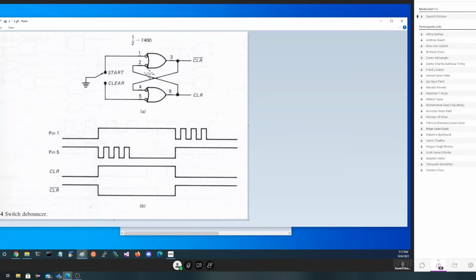Now, because I don't want to give away the truth table for this, because if I do, I'm giving away the last problem, let's just say that when we ground clear, clear will become a 1. Not clear will become a 0. When we put it back at start, clear will become a 0. Not clear will become a 1.